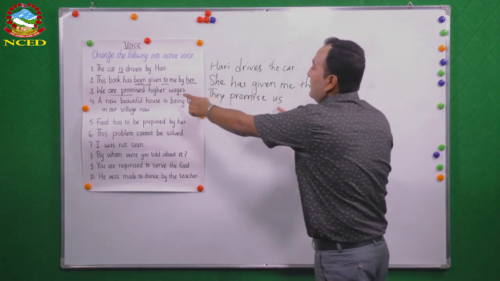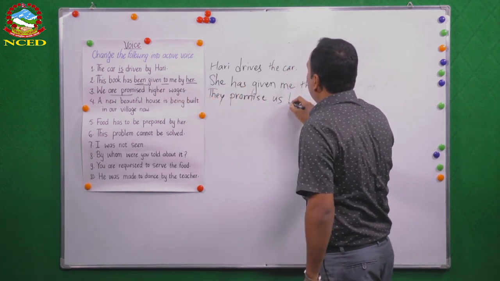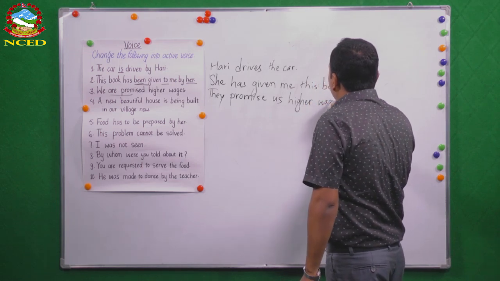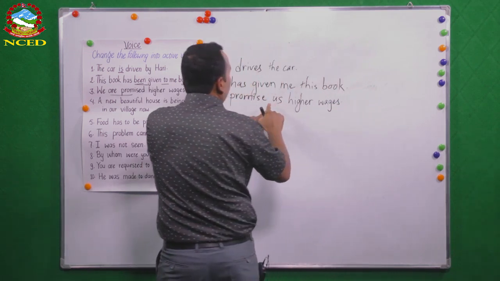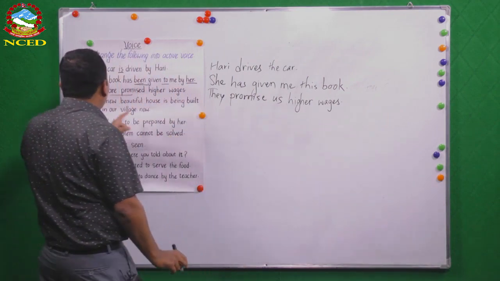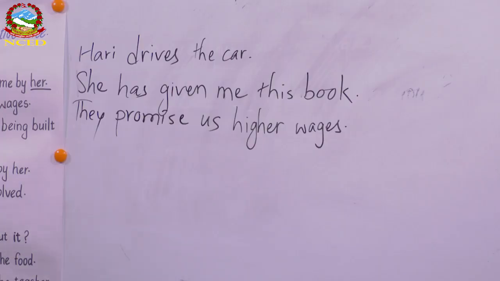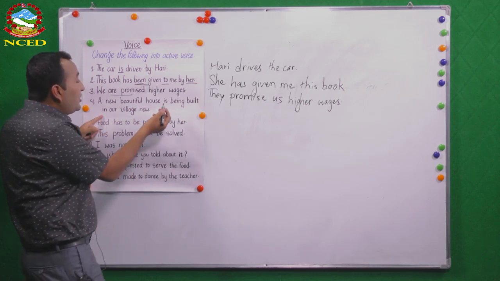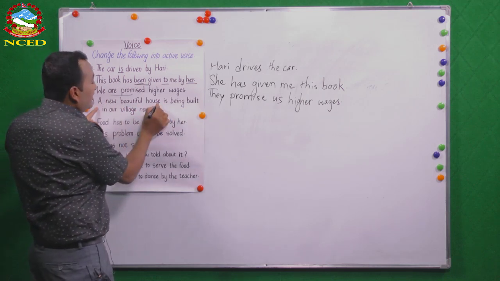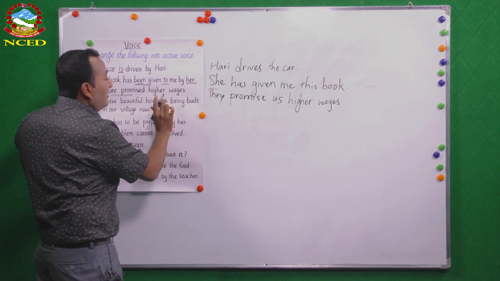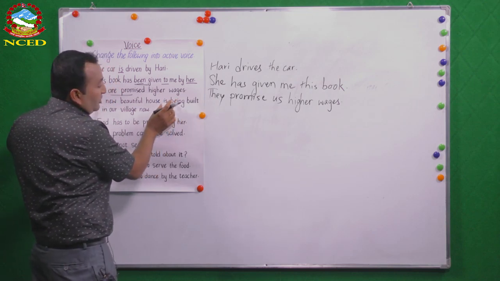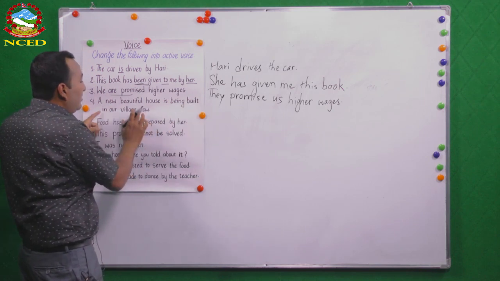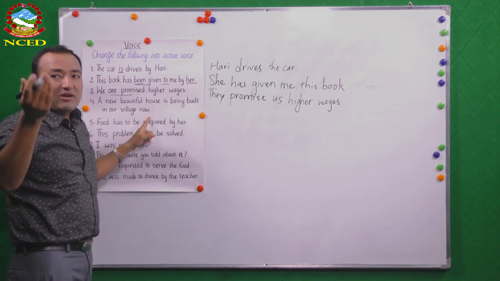They promise us what? Higher wages. The second object. Higher wages. Look at this. They promise us higher wages. Likewise, you can do number 4 like this. A new beautiful house is being built in our village now. Here, a new beautiful house, suppose here is the subject, is being, this is passive structure, so is being built, verb 3, in our village now. This is only a complement, by someone or by somebody.